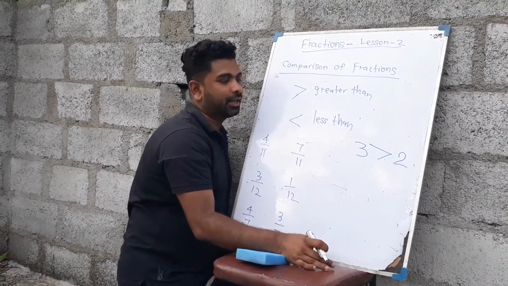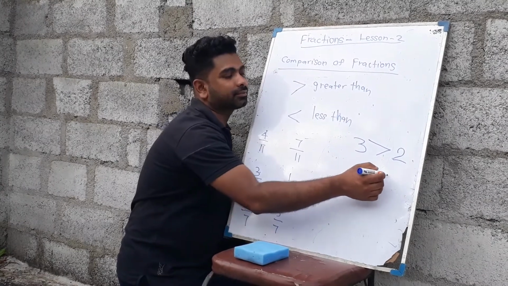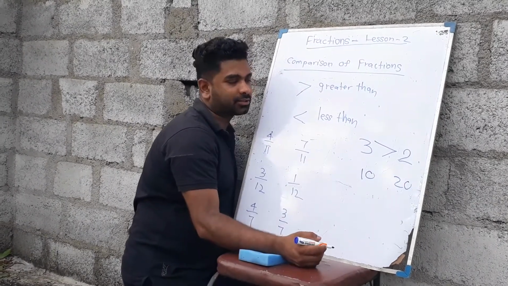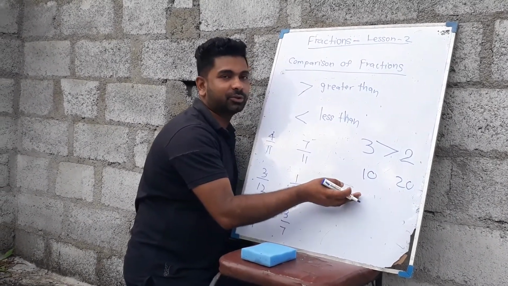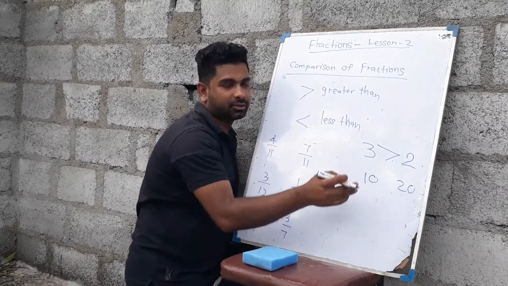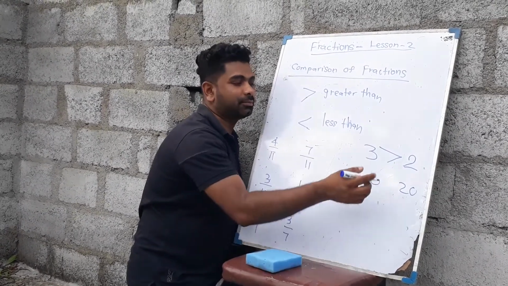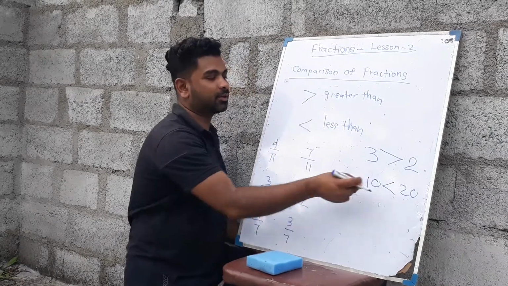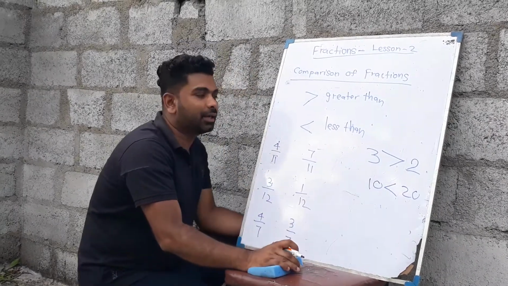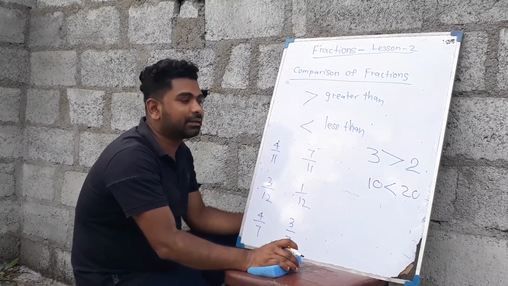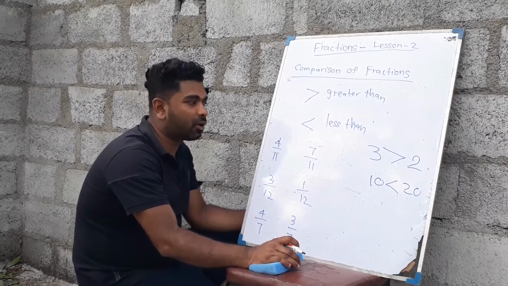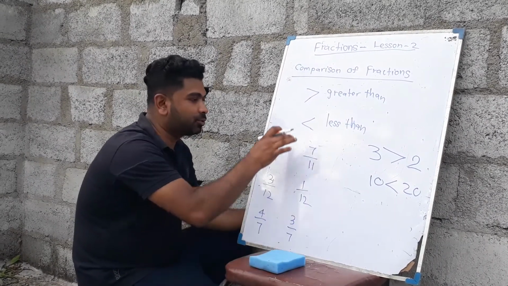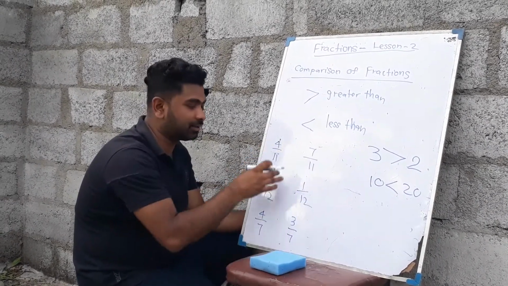Okay children, and if we consider 10 and 20, the first number is less than 20, so you put the corner side toward the first number. Then how to say that one? 10 is less than 20. Okay children, right? Now you are given not whole numbers, you are given fractions.